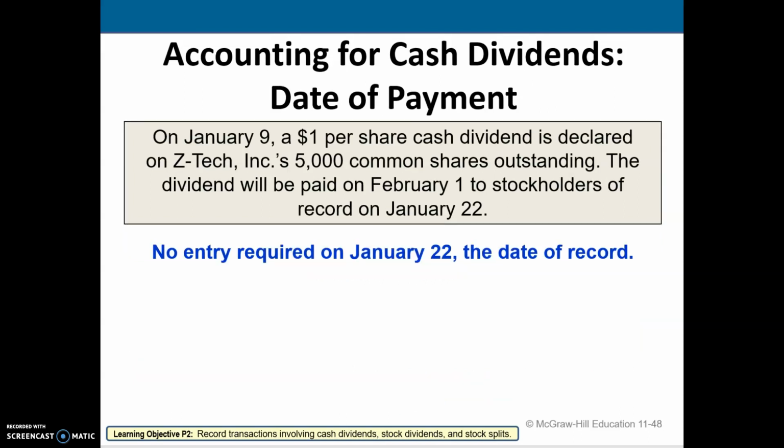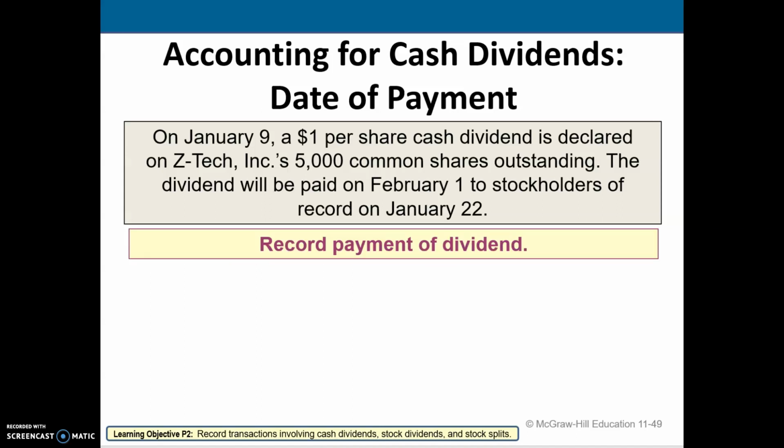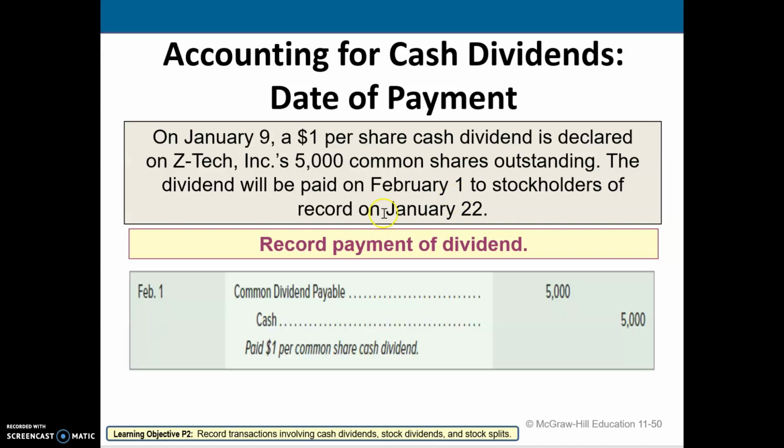January 22nd, we don't make a journal entry. We're just looking to see who we're going to send this 5,000 to. And then on the payment date on February 1st, we're just paying off that liability. We debit the common dividend payable and we credit cash.